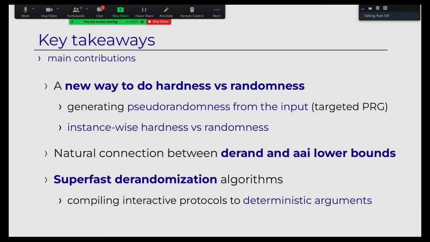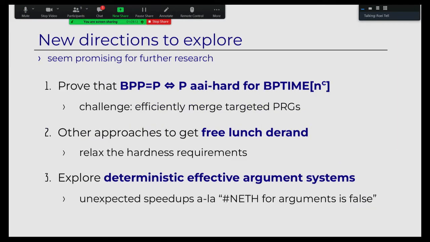There's a new and natural connection between randomization and almost all inputs lower bounds, which should look obvious after we hammered this instance-wise thing for 2 hours. And we have lots of superfast randomization algorithms. And in particular, this notion of deterministic arguments.